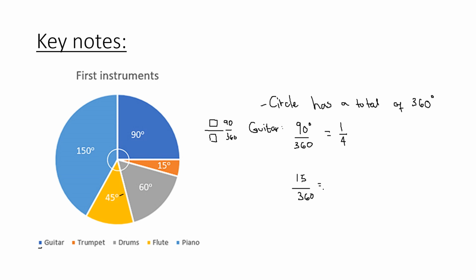Those are just a couple of key notes to understand, so when you go on to doing a task, it'll make it a little bit easier. So when you're trying to find a fraction, you're going to put the angle they're asking you over the total of a pie chart, which is 360, to find your fraction.